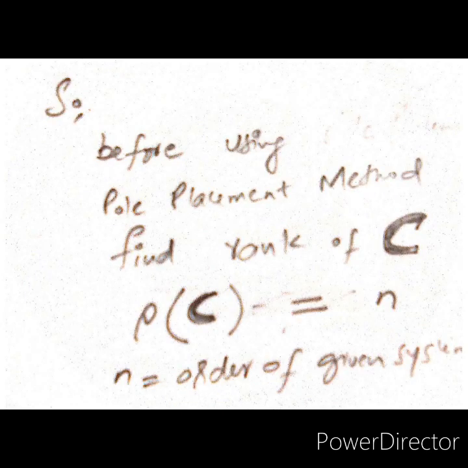So before using the pole placement method, we have to make sure the rank of the controllability matrix C is equal to n. Then we can use this pole placement method. This is the first step whenever you are using this method. If the matrix does not have rank equal to n, that is the order of the system, then we cannot use the pole placement method. This is a point that you should keep in your mind.